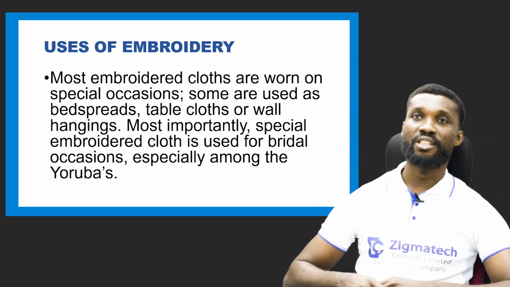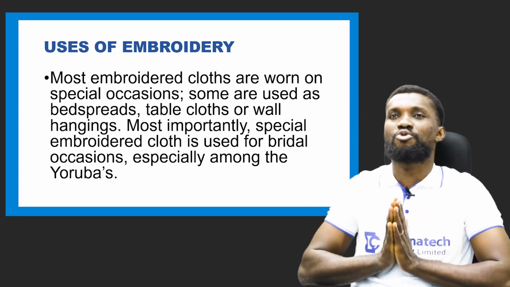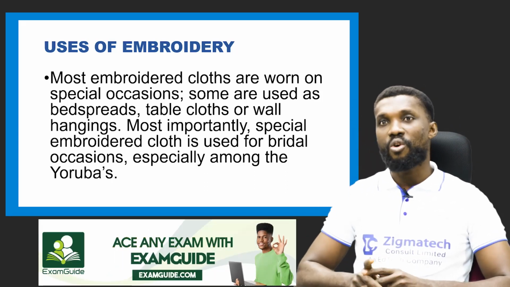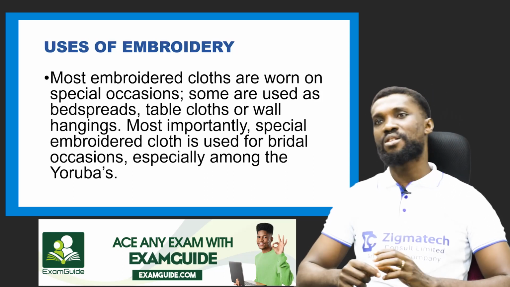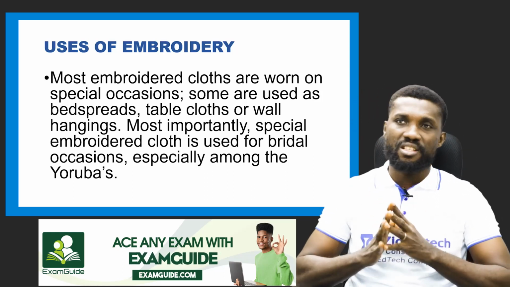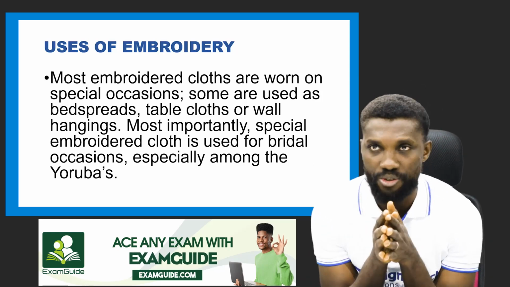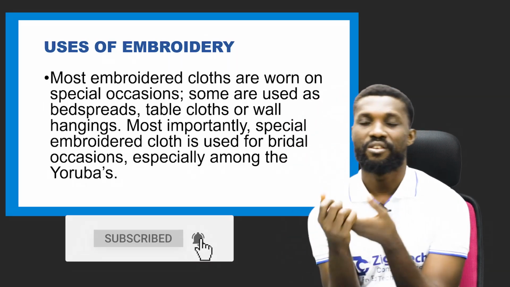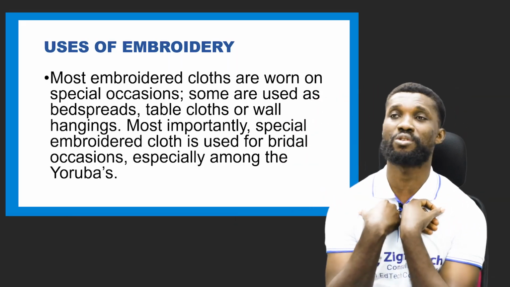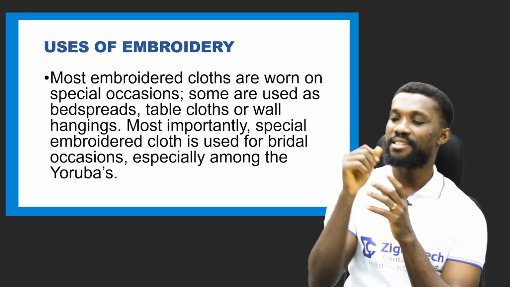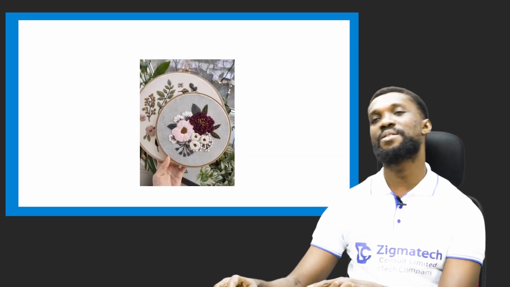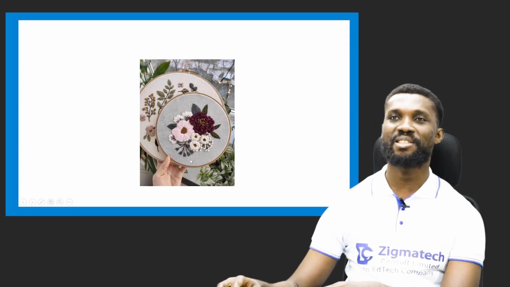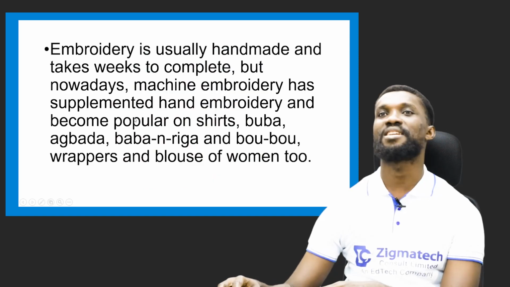Most embroidered clothes are worn on special occasions. Some are used as bedspreads, tablecloths, or wall hangings. Most importantly, special embroidered clothes are used for bridal occasions, especially among the Yorubas and even the Hausas too. They try as much as possible to embroider their clothes for their wedding ceremonies. All right. So now this is a perfect example of a hand embroidered fabric. See how clean and how sweet it looks. So that is what embroidering is.